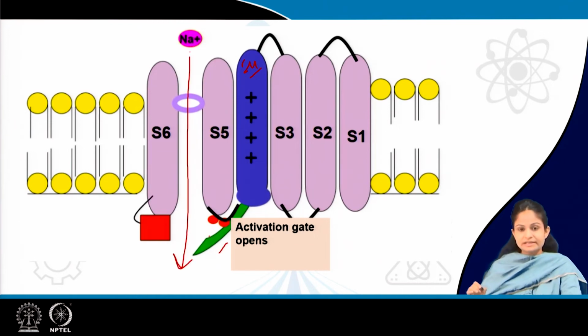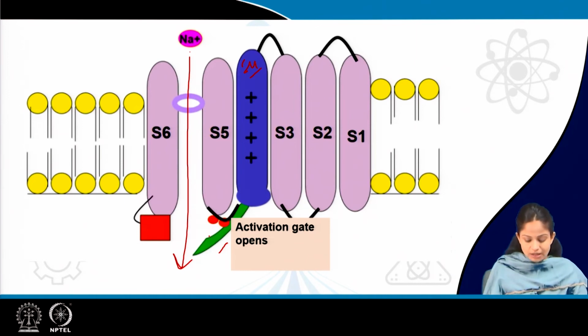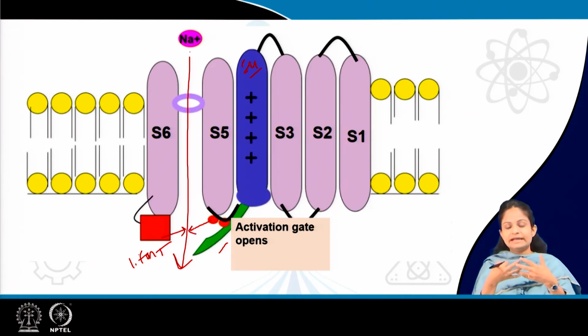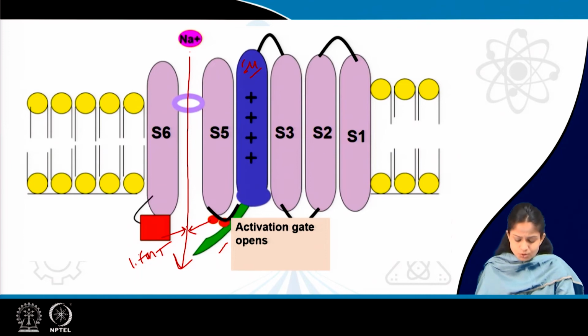Now, as soon as the sodium enters, as I told you, this activation gate is no longer coming in between this hydrophobic amino acid moiety. So, this hydrophobic amino acid moiety, that is IFMT and alanine and asparagine, will try to come closer to each other and form a bond. Whenever this forms a bond, this gate will get closed and there will be no further entry of sodium ions.